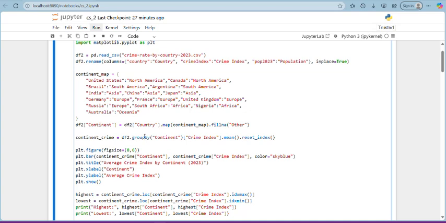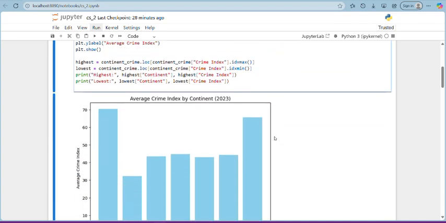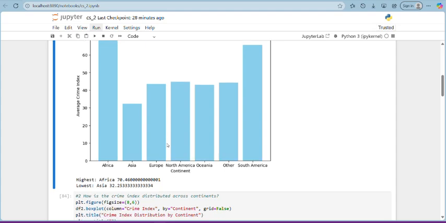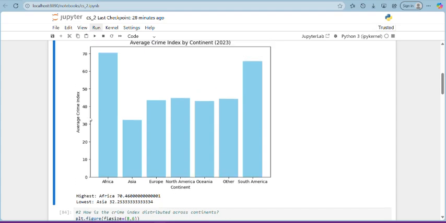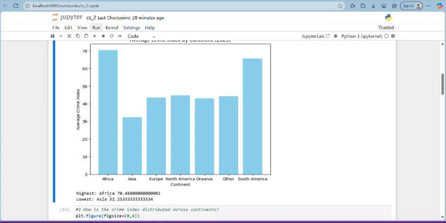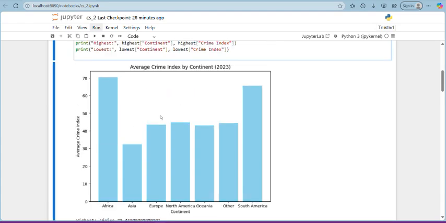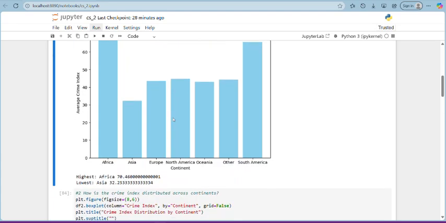Here groupby groups countries by continent. Mean calculates the average crime index per continent, and reset index converts it back to a table so we can plot. Now we get one bar chart. Looking at the chart, we can see which continent has the highest crime and which has the lowest. This visualization helps us quickly compare continents and understand global crime trends.